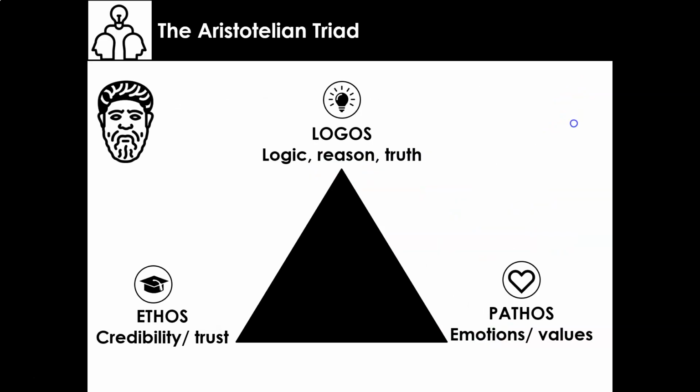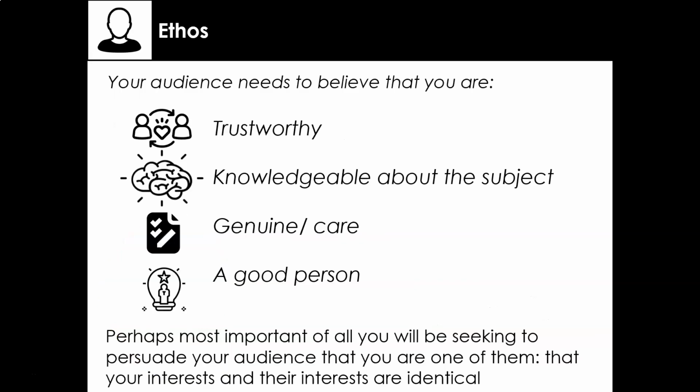So last lesson I asked you to do some revision and recapping of the Aristotelian triad, and today we're going to focus on one key area, and that is ethos, the establishing of credibility and trust with your audience. Remember, for ethos, your audience will need to believe that you are trustworthy, that you're knowledgeable about your subject, that you're being genuine and you care, and that you are a good person.